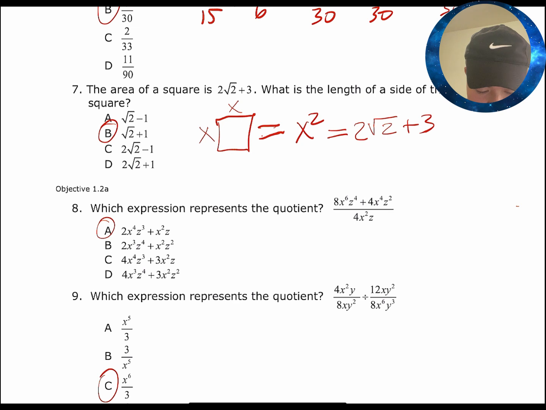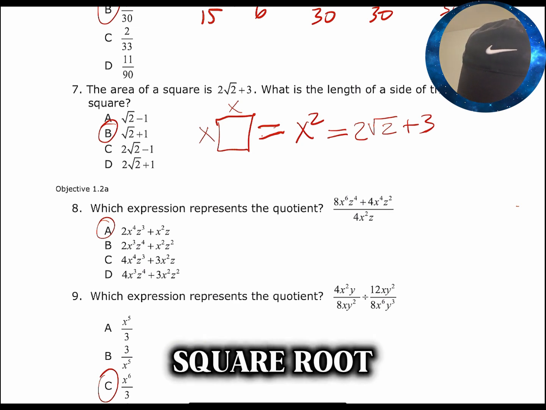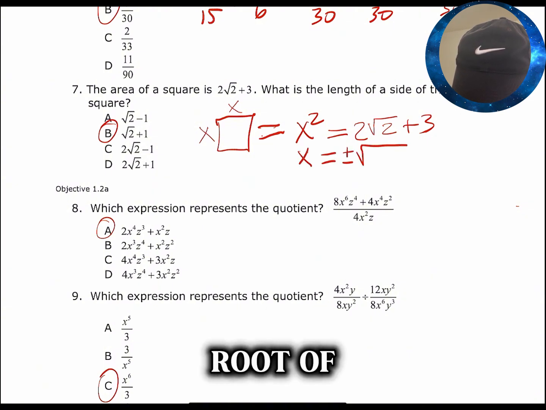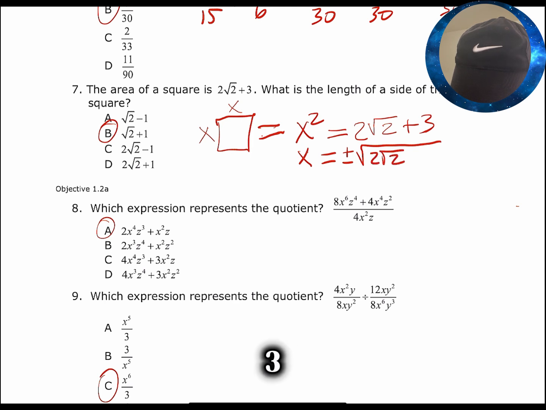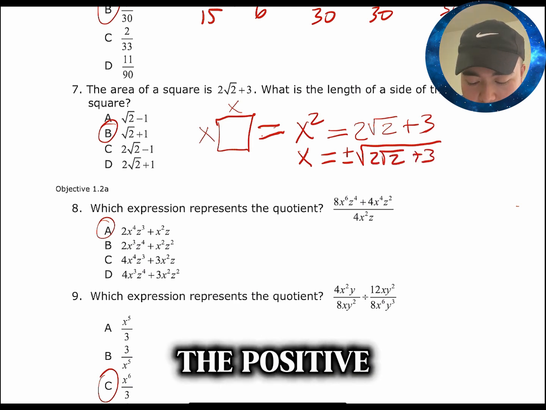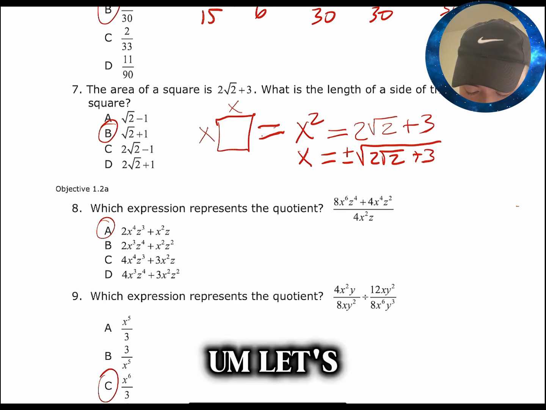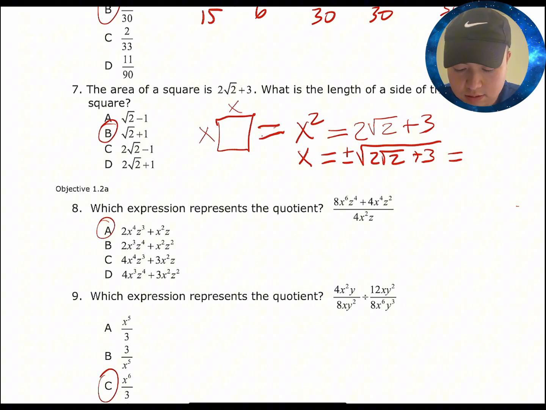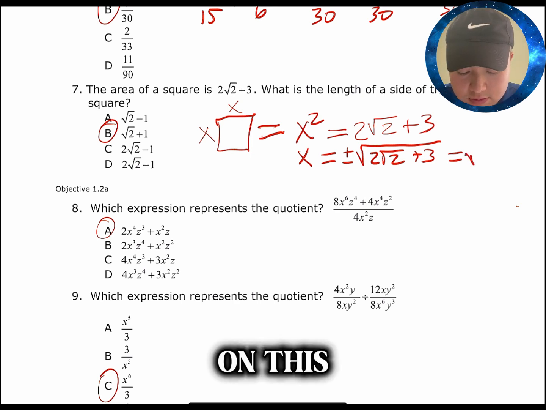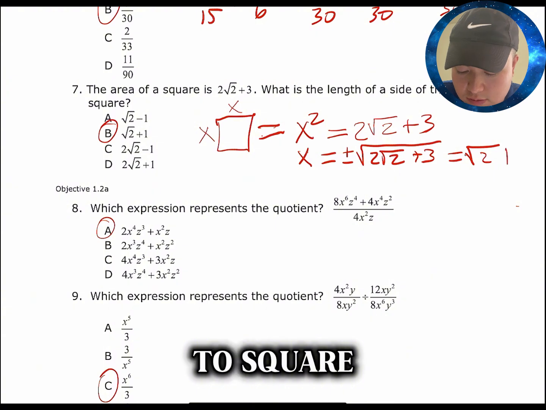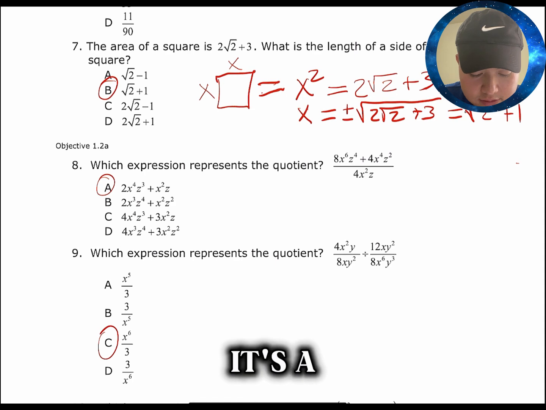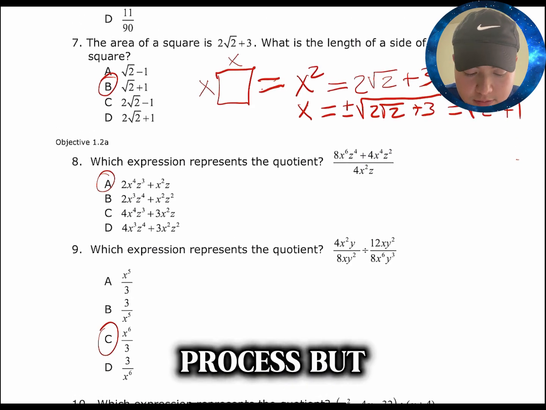Let's see. I'm just going to take the square root, I believe, of this. So x is equal to plus or minus the square root of 2 times root 2 plus 3. And we'll just take the positive version of that. So that would be equal to square root of 2 plus 1. And you can check how that is. It's a pretty long process, but you get B.